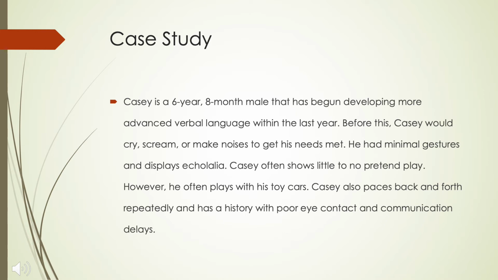Casey likes cars and trucks. He often plays with the wheels of his cars and trucks repeatedly and also likes to line them up in a line. Casey also often paces back and forth repeatedly. His mom states that he had communication delays as a baby and also poor eye contact. However, he now looks at his mom's eyes when she is talking to him, but his eyes wander off during their conversations.